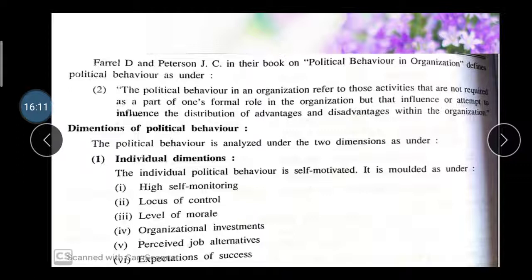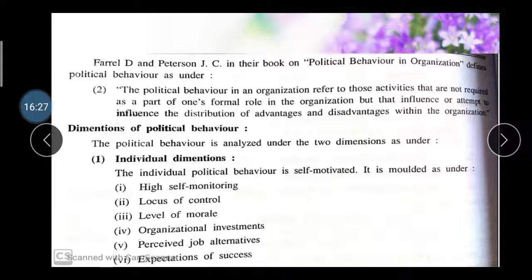Then fourth one is organizational investments. Okay, so investment is very important. Without investment any organization cannot work very effectively and efficiently. So that's why the investment factor is very important.